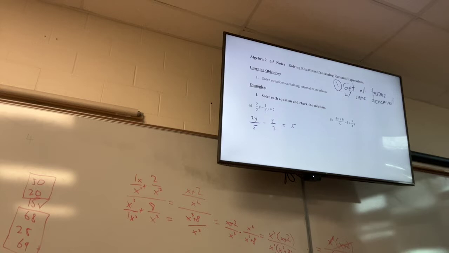You get all our terms with the same denominator, okay? And then you just drop the denominator. And then at that point it's like an algebra 1 problem. So then you solve for x. You have to solve for x but check for extraneous solutions.